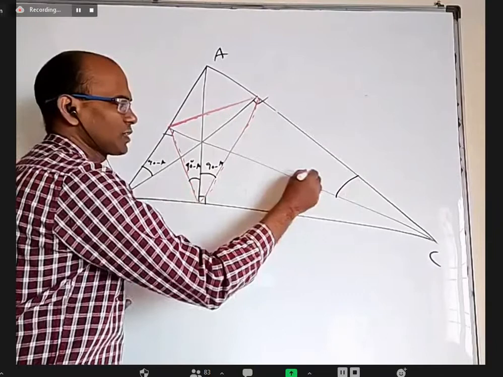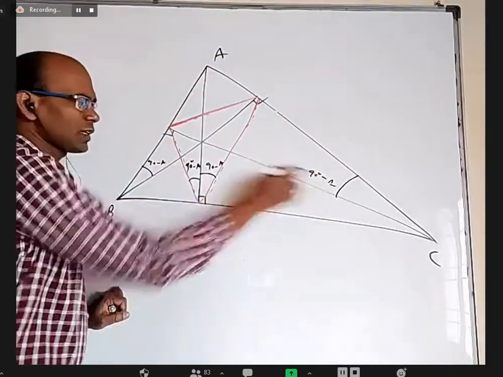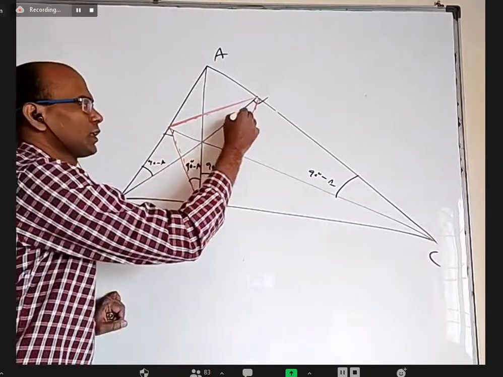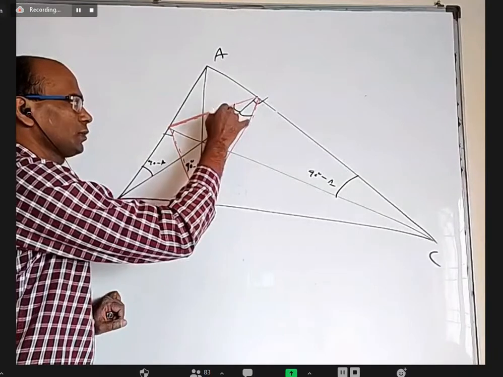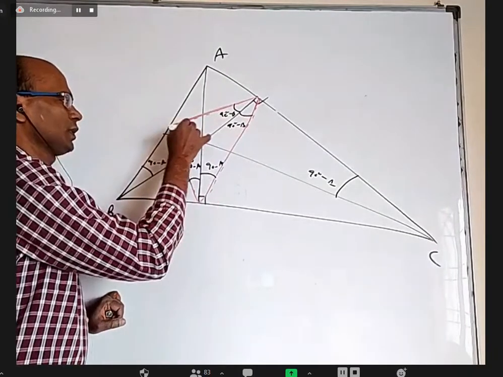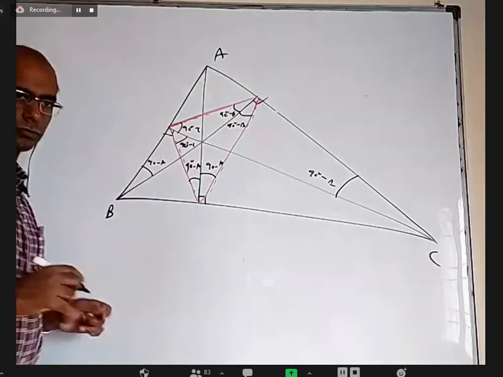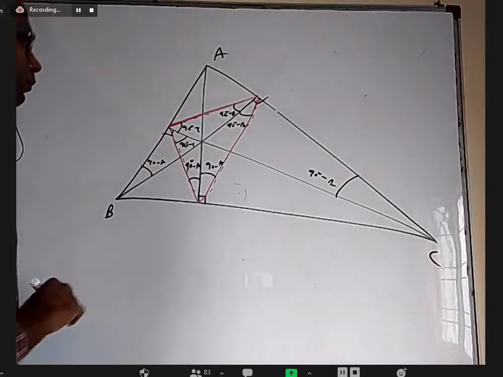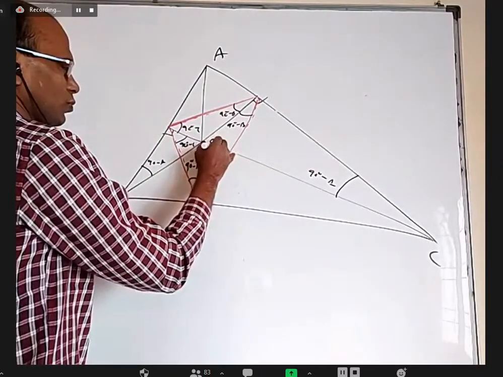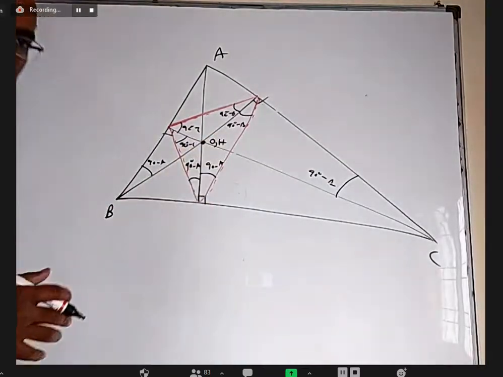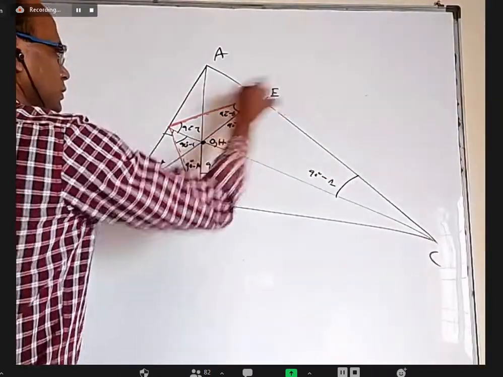Then this angle, which is 90 minus A, because this is a right angle triangle, based on that, this is also 90 minus A. Similarly, here you will get 90 minus B and 90 minus B. This will be 90 minus C and this will be 90 minus C. This is the orthocenter; you can call it O or H, any name is okay. This point, let's say D, E, F.